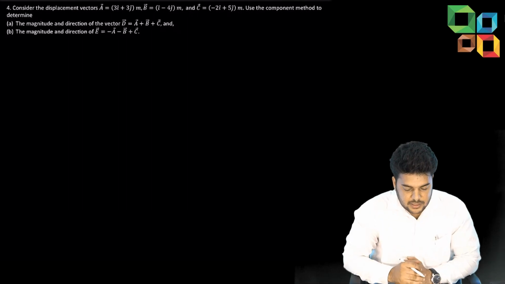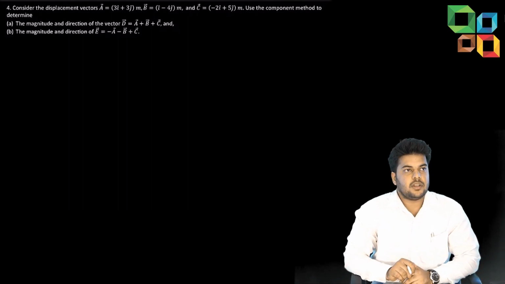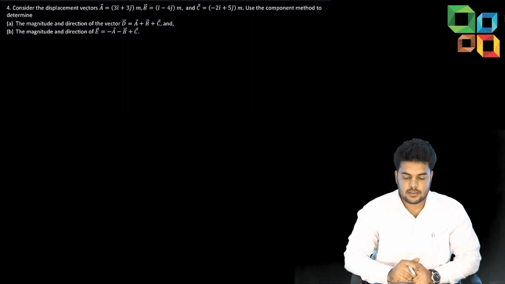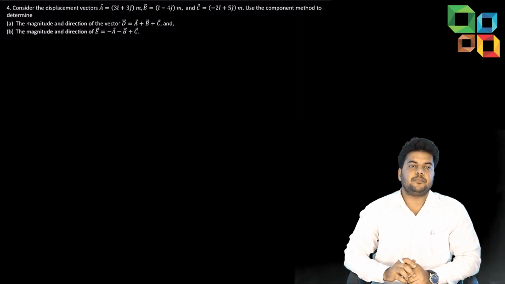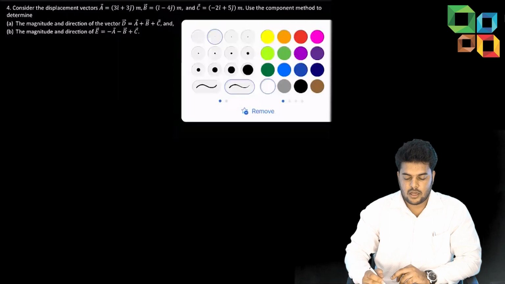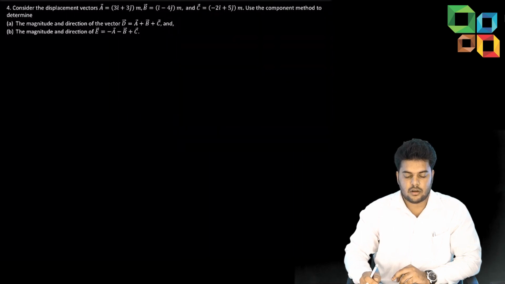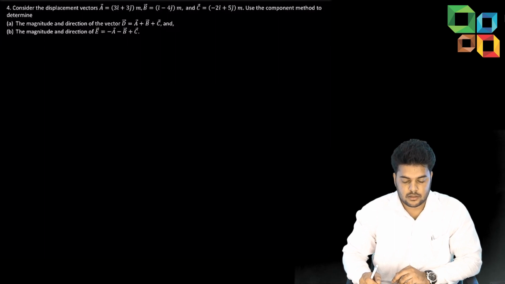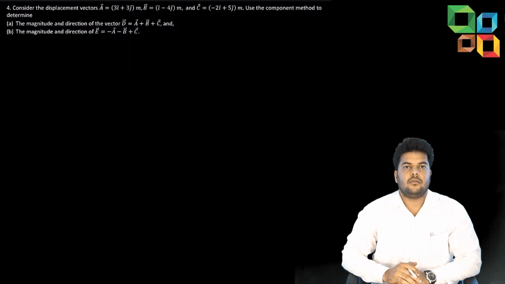All right. So consider the displacement vectors A equal to 3i plus 3j, B equal to i minus 4j and C equal to minus 2i plus 5j. Use the component method to determine the magnitude and the direction of A plus B plus C. We have to add up the three vectors there, isn't it? 3i plus 3j, that is A vector, add that to B vector, which is i minus 4j, and ultimately to C vector, which is minus 2i plus 5j.